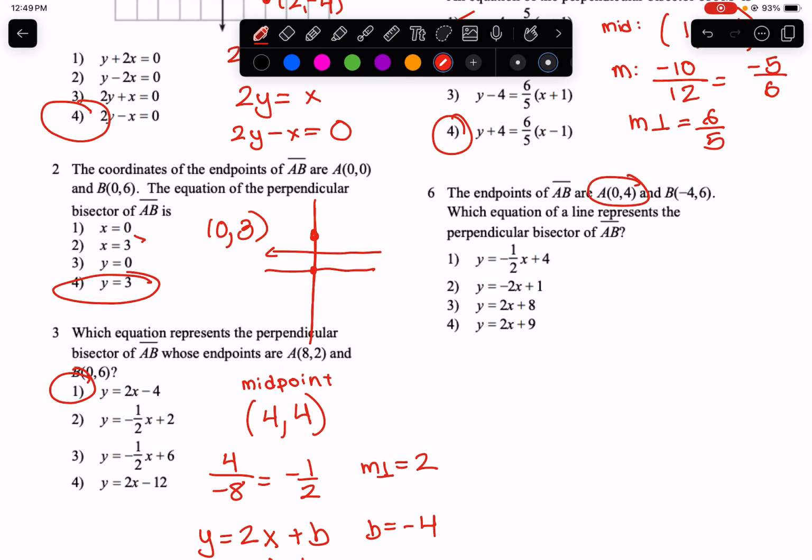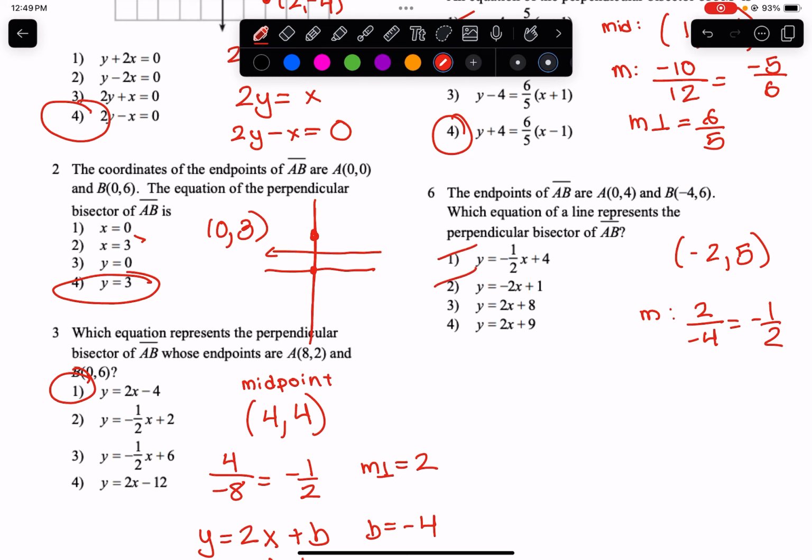So here, this tells me that the y-intercept of this line is 0, 4, and we're then going to -4, 6. So the midpoint will be -2, 5. The slope, 6 minus 4 is 2, over -4, -1/2. So we're looking for +2. So y equals 2x plus b. 5 equals 2 times -2 plus b. 5 is equal to -4 plus b. B is equal to 9.